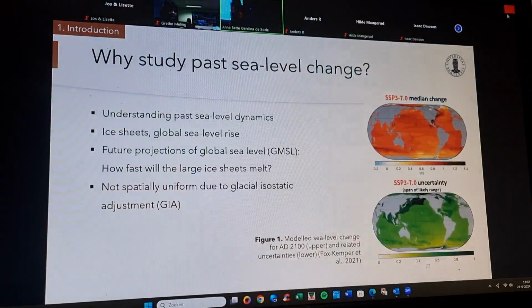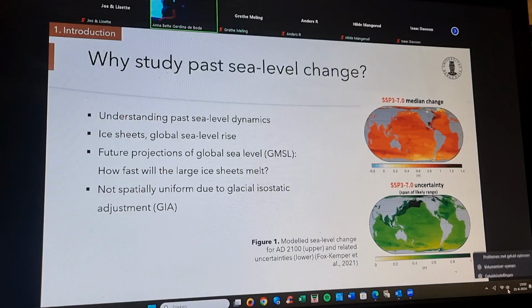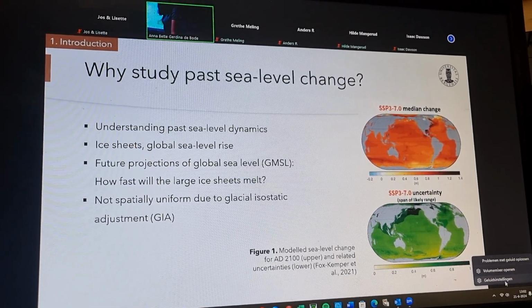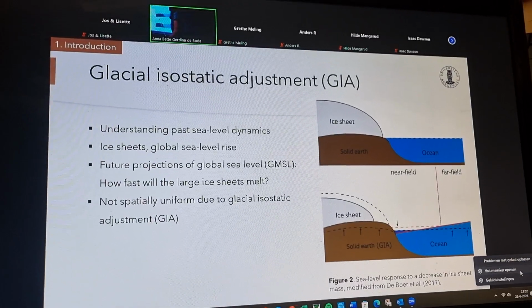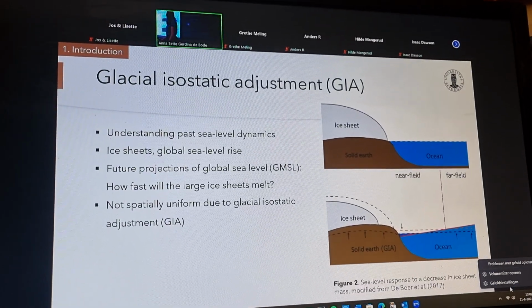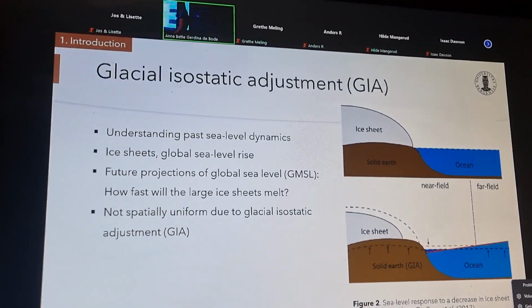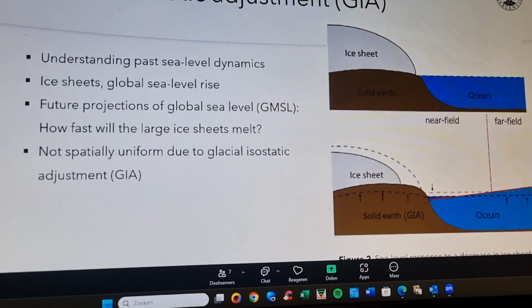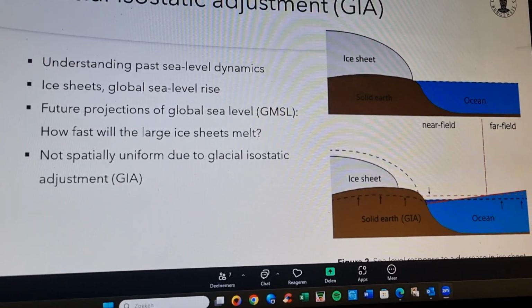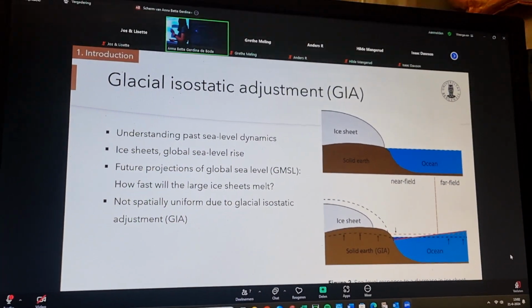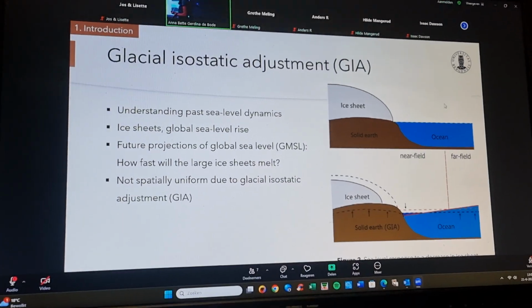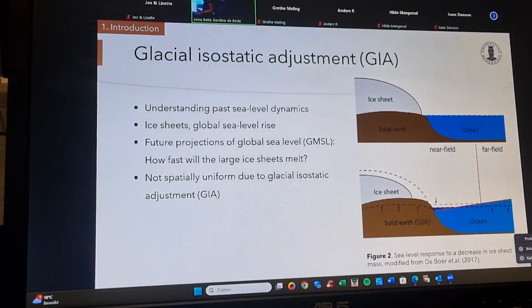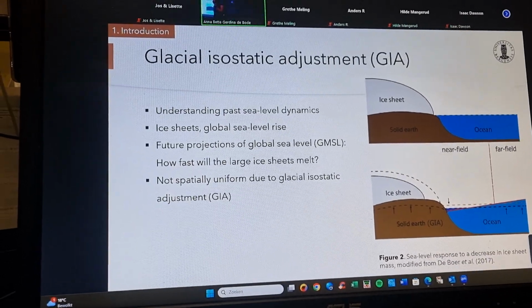In addition to that, sea level change is not spatially uniform around the entire globe, and this is because of something called glacial isostatic adjustment. To just quickly explain what that means, in this figure you can see an ice sheet that is first stable, then loses ice mass, and this reduced load of ice mass on the solid Earth needs to be responded to by the solid Earth because it starts to lift up, and that is what we call glacial isostatic adjustment.